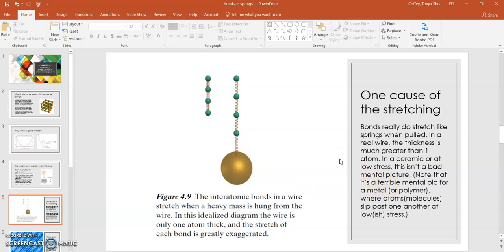Now, this isn't a bad model, okay? Bonds really do stretch like springs when they're pulled. In a real wire, of course, the thickness is greater than an atom, but if you use this model in a ceramic or something like a metal at very low stress or force applied, it's not a bad mental picture.